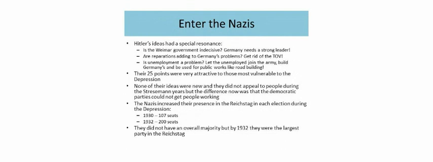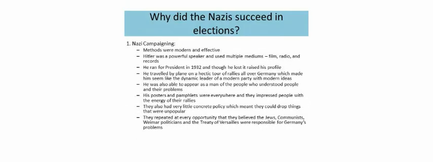Their 25-point plan that seemed crazy to most people in the 1920s begins to appeal to people after the Great Depression hits. And as a result, the Nazis' presence in the Reichstag grows election on election during the Great Depression. They hit a watershed of 107 seats in 1930. That's topped in 1932 when they take 200 seats in the Reichstag. It's important to note that they never actually do receive an overall majority, but by the July 1932 elections, they become the largest party in the Reichstag, and therefore have some legitimacy to claim that they need to be intimately involved in government. Why did the Nazis succeed in elections?